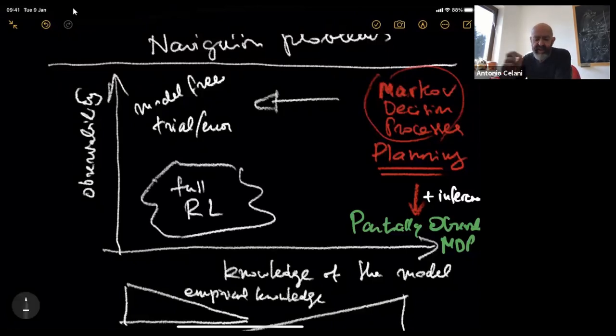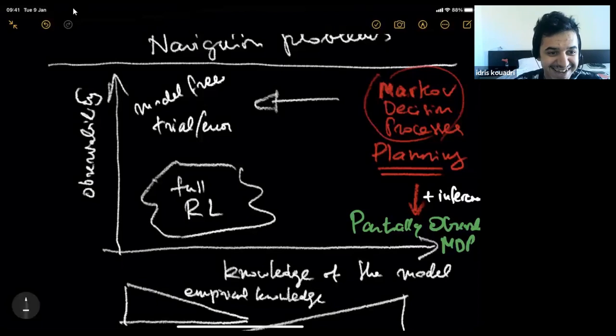Okay, so this is essentially the outline of what we will be doing in the following. Of course, everything of this will be put into mathematical language and algorithms. Okay. Does that answer the philosophical question? Yes. Okay, good.